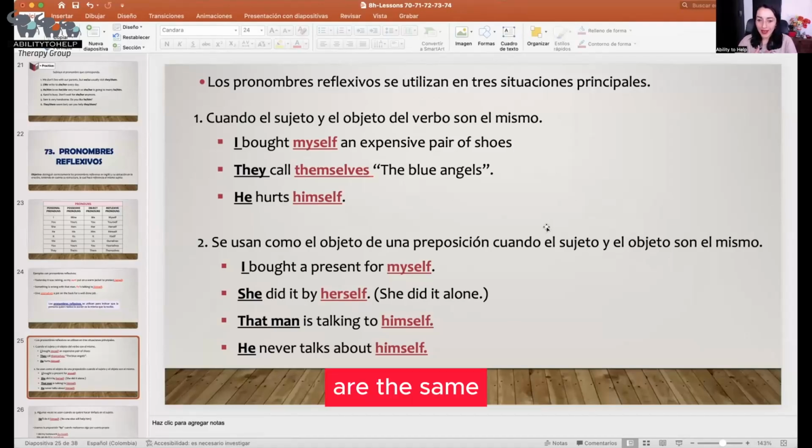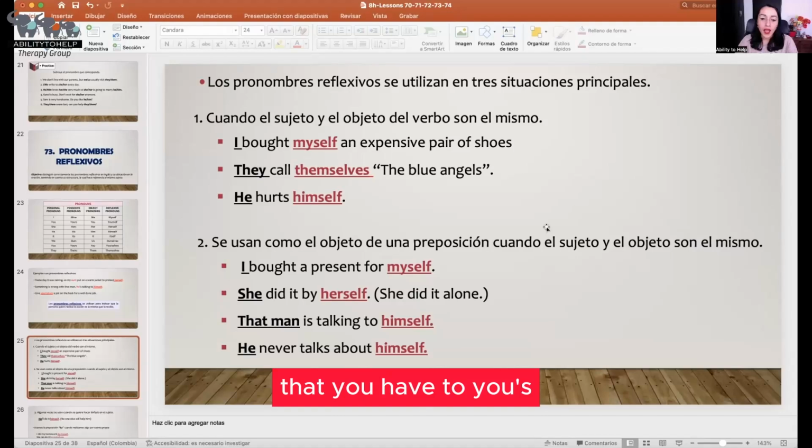So I bought myself an expensive pair of shoes. I am the subject and I am the object. They call themselves the Blue Angels. They, subject, themselves, object. He hurts himself. He is the subject, himself is the object. So that's why we add the reflexive pronoun. This is the first reason that you have to use the reflexive pronoun.